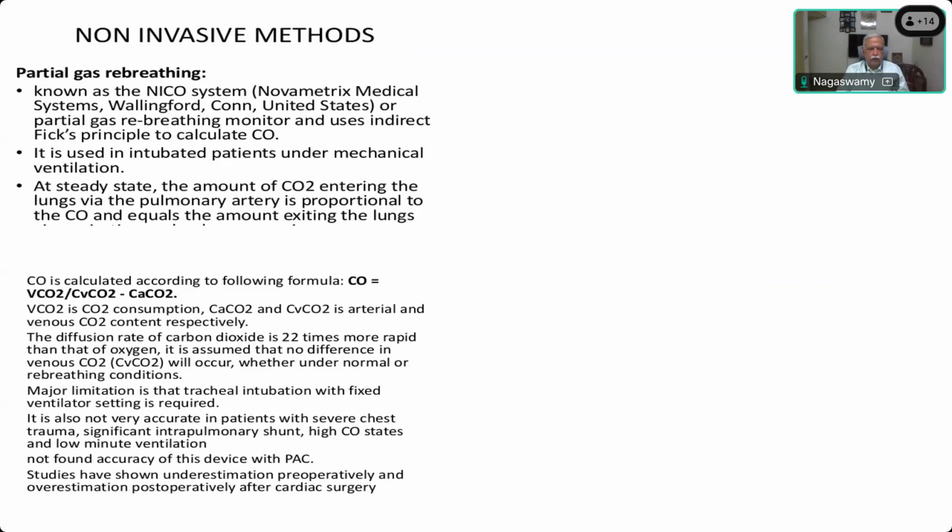So VCO2 is the carbon dioxide production, actually it is the production, and CaCO2 and CvCO2 are the arterial and venous content. The diffusion rate of carbon dioxide is 22 times more rapid than oxygen. That is why it is used, and it is naturally produced in the body. So that is the advantage. The major limitation is that it requires tracheal intubation and fixed ventilator settings, so that you don't alter the value of carbon dioxide frequently by hyperventilation or hypoventilation.